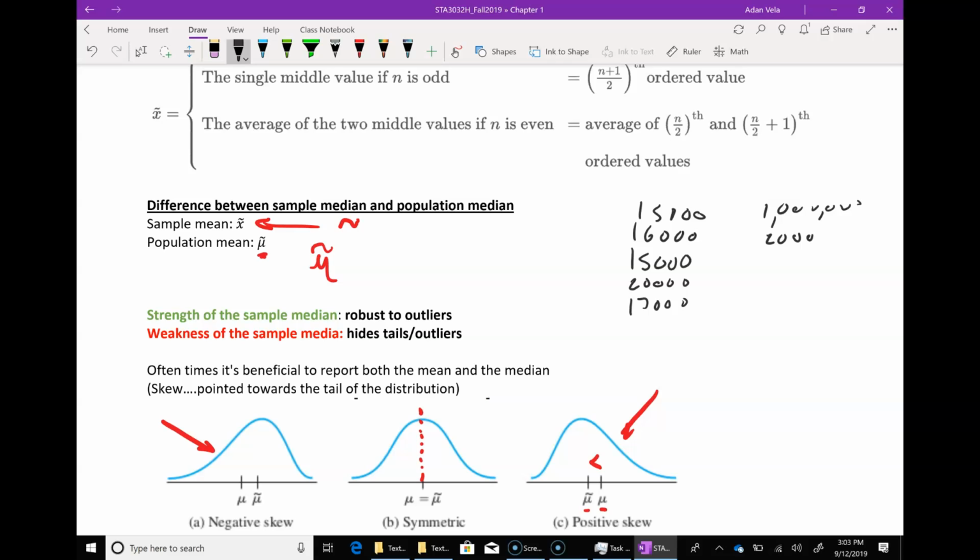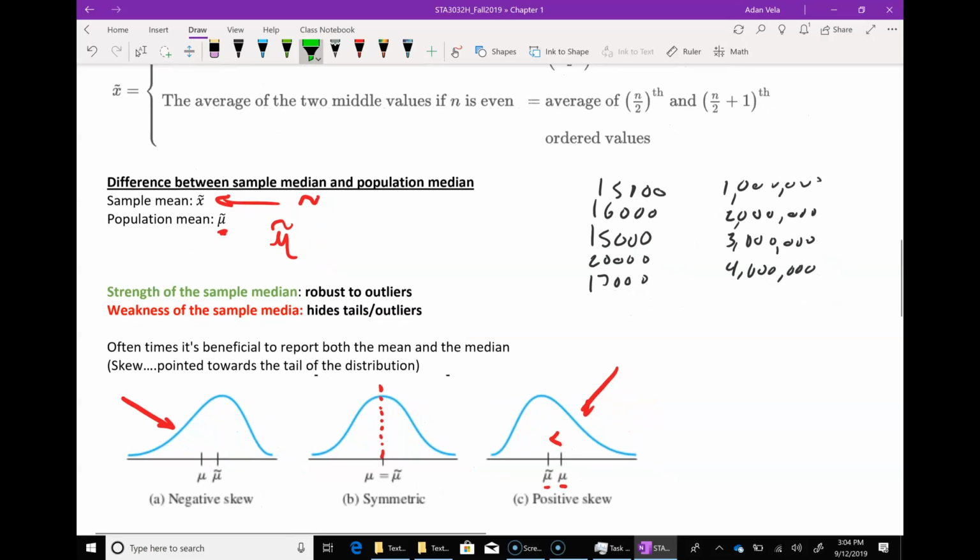2 million, 3 million, 4 million. Actually, let's just say, how many do I have there? 1, 2, 3, 4, 5, 9. So let's just say I asked 9, okay? If I take the median of these 9 values, what do I end up getting? I think the median here ends up being 20,000, okay?